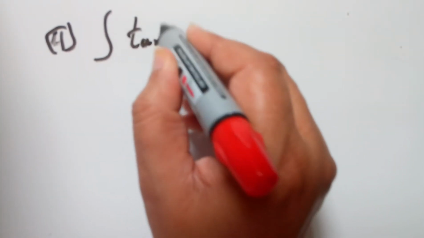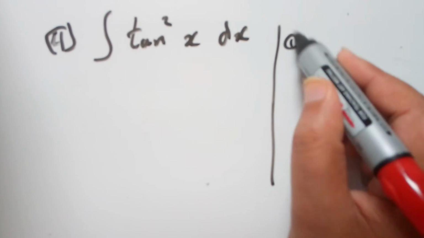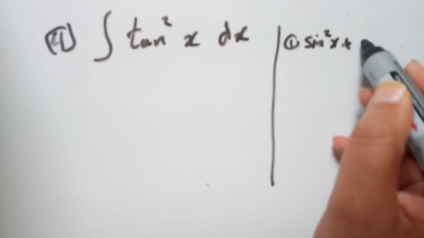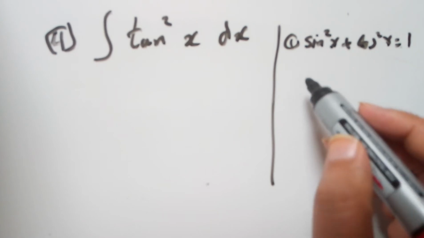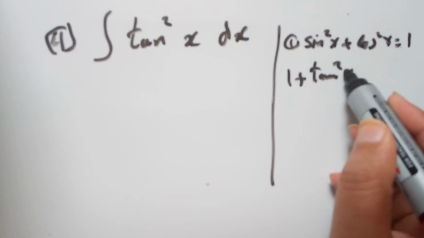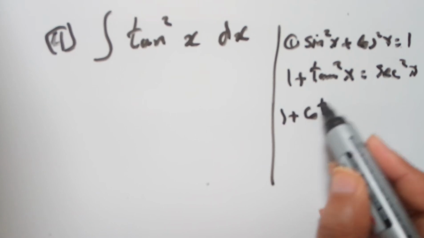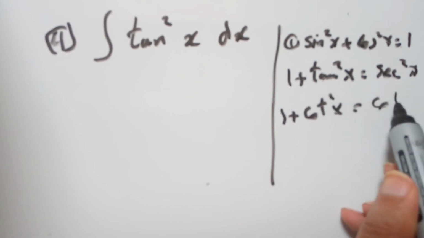Integrate tangent square x with respect to x. We don't have a rule for tangent square, but we have different identities for trigonometric functions. You know that sine square x plus cosine square x is equal to 1. 1 plus tangent square x is equal to secant square x. 1 plus cotangent square x is equal to cosecant square x.